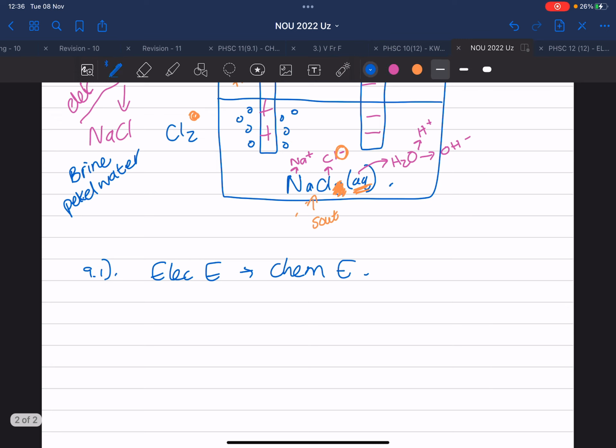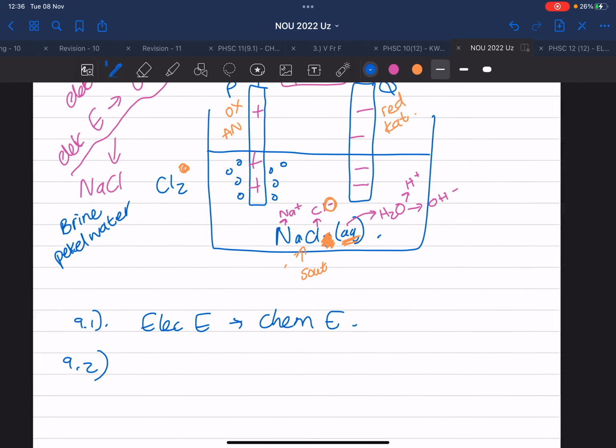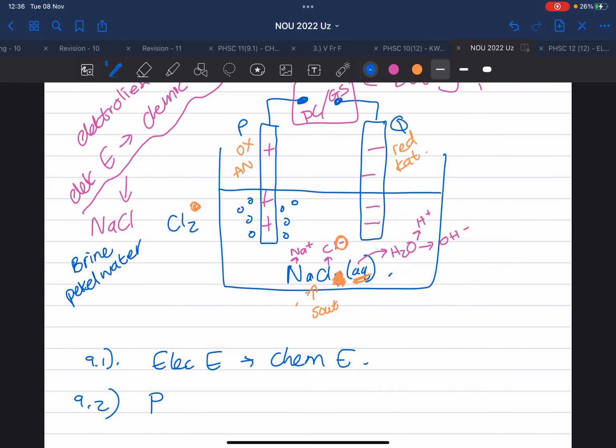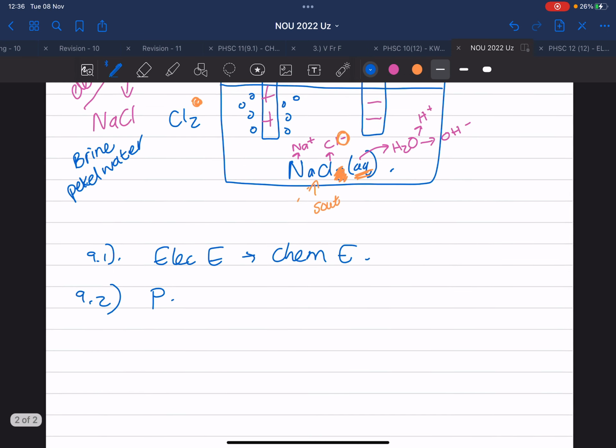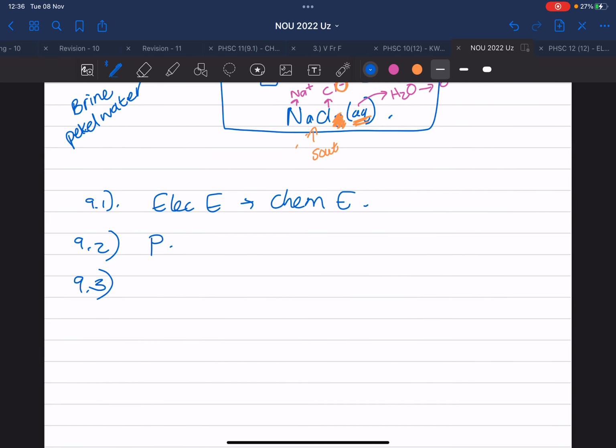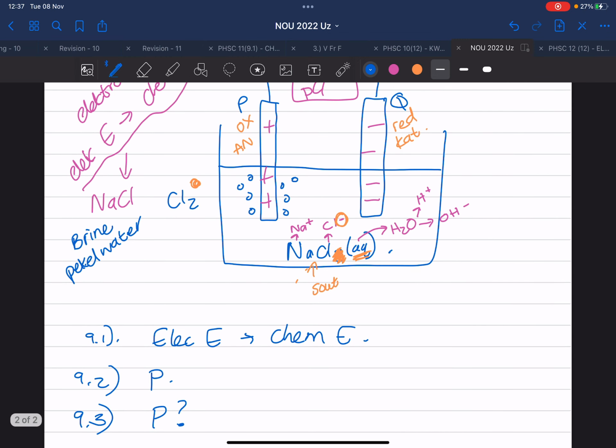Then question 9.2: which electrode is positive? And we saw that P is positive. Then question 9.3. Here there was a difference between the Afrikaans and the English question paper. I first want to go to the English question paper. It asks: write down the half reaction that takes place at P. So at P, we saw that this is where oxidation takes place. It goes from the chlorine ion to chlorine gas.